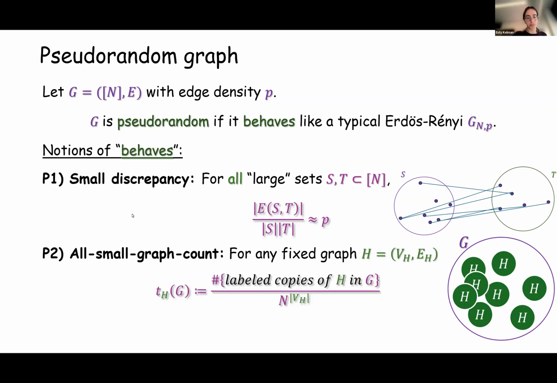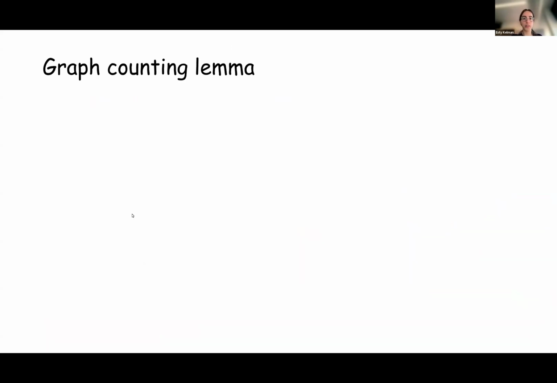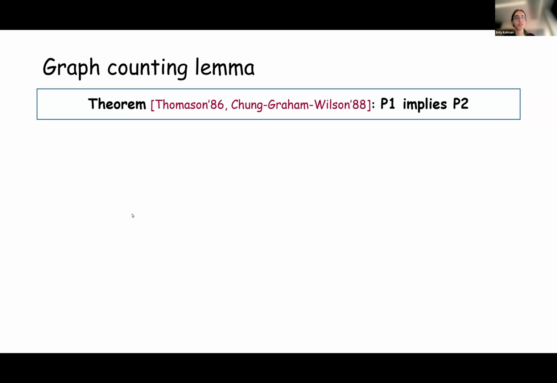We can denote T sub H of G, the H density in G, as the number of copies of H in G normalized by the number of possible copies, and we expect it to be as expected in G(n,p). And a very surprising theorem from the 80s says that these two properties are equivalent, as well as other properties. Let us see it formally, at least one side of the equivalence.